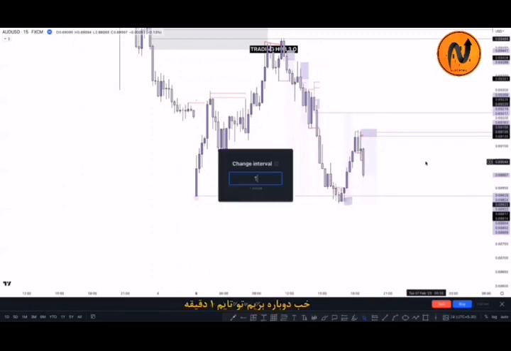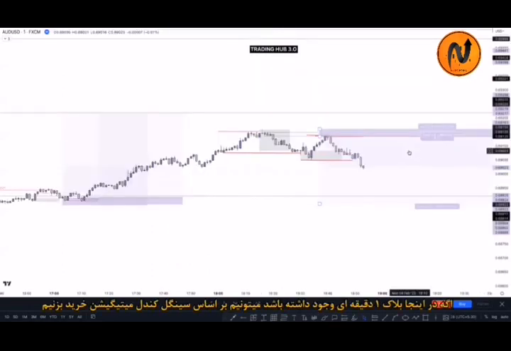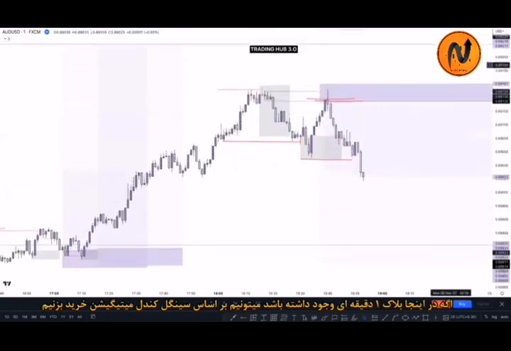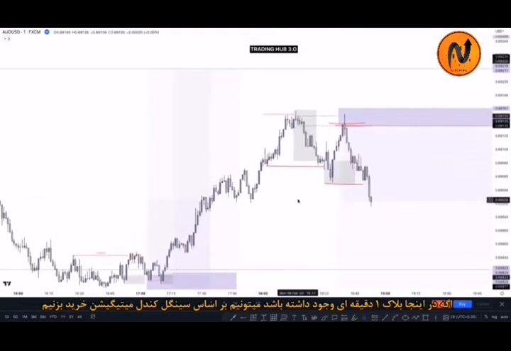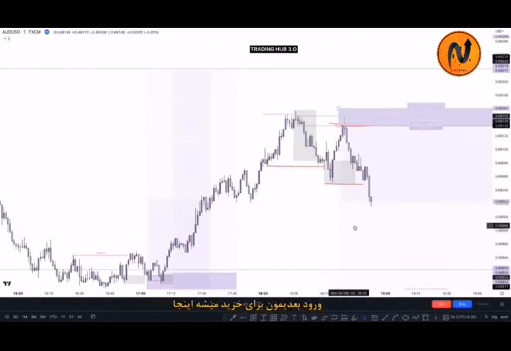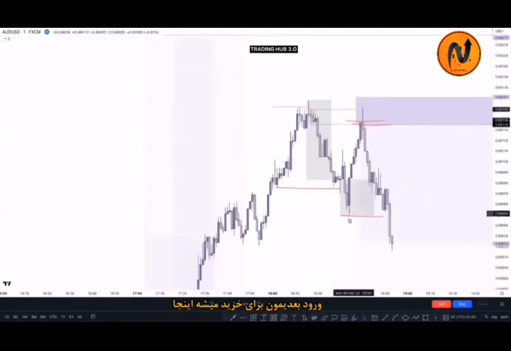So let's switch again to the 1-minute time frame. If there is any 1-minute order block, we are definitely planning to buy here based on the single candle mitigation here. So the next entry was here for the buy. Let me show you exactly.